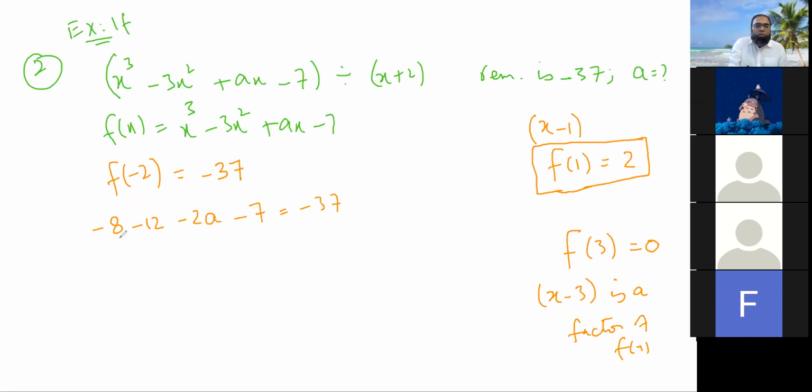Okay, so minus 2 cubed is minus 8. Minus 3 into minus 2 squared is minus 12. You can show that step where you're substituting all these values. Okay, so this is minus 27. And this minus 2a is minus 37 plus 27. So this minus 2a is equal to minus 10, and your a is equal to 5. So that is how we have found this value of a using the remainder theorem. Okay.